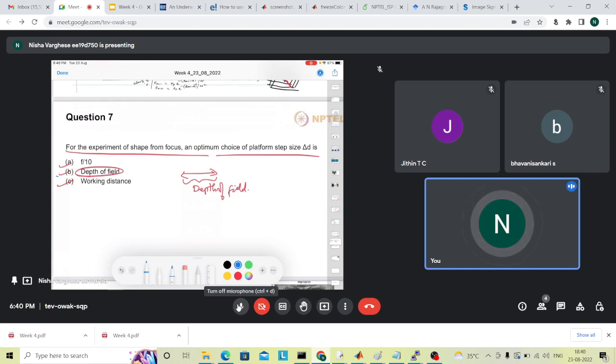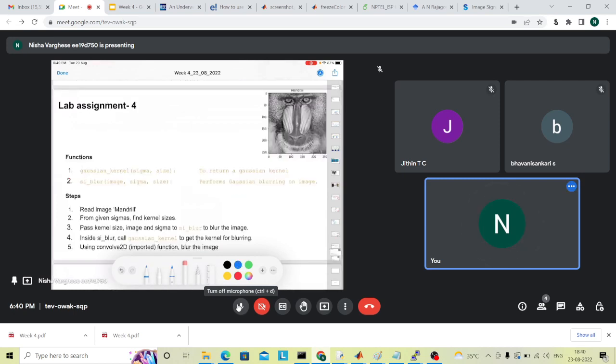Then we have lab assignment 4. This lab assignment is comparatively very easy compared to the first 3 assignments. We have an image like this, and we have to blur it. That's all, using space invariant blur. Space invariant blur means that at every position the blur will be the same, so at every position we have to do the convolution. So we have to do 2D convolution.